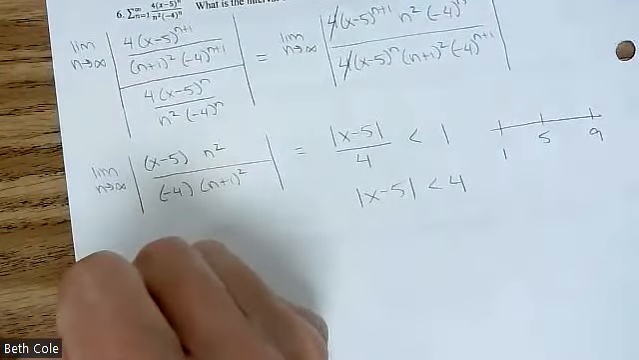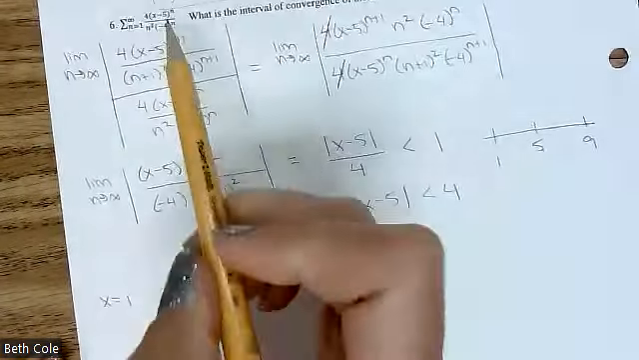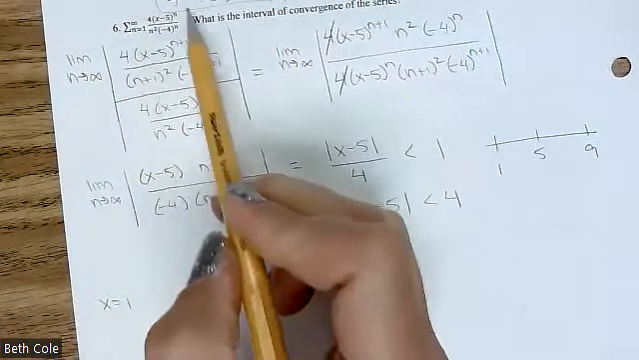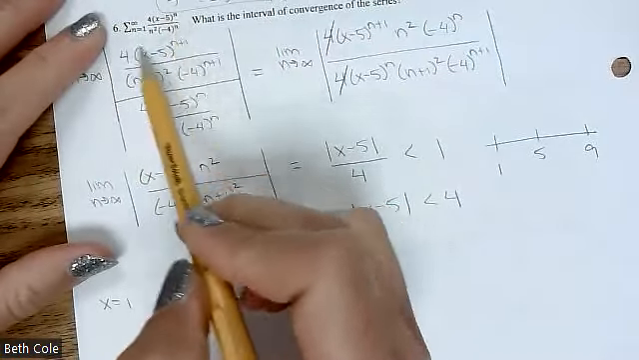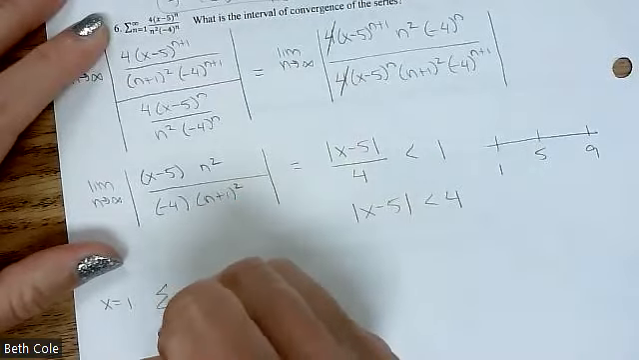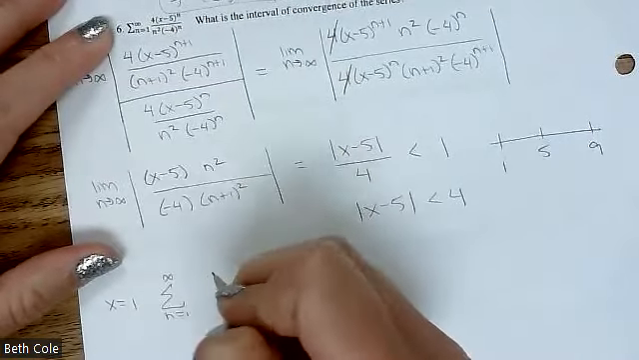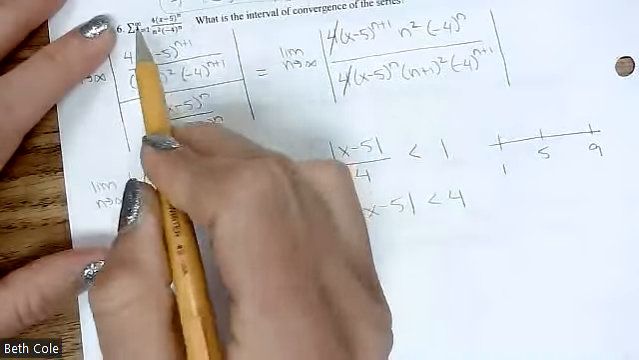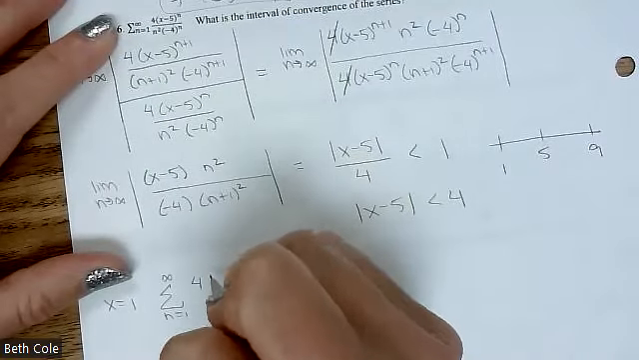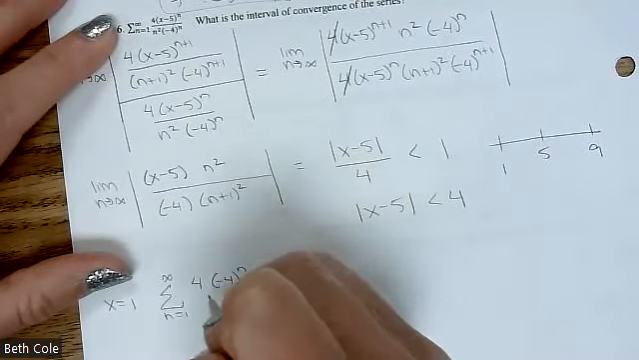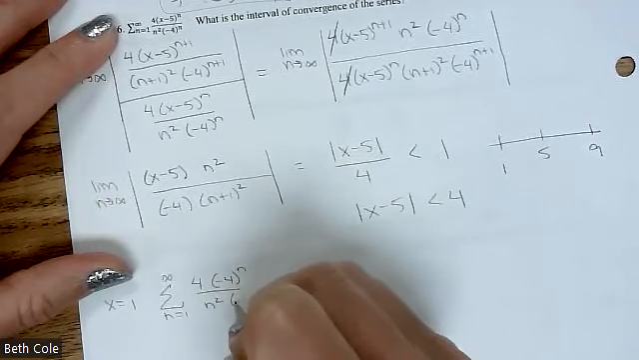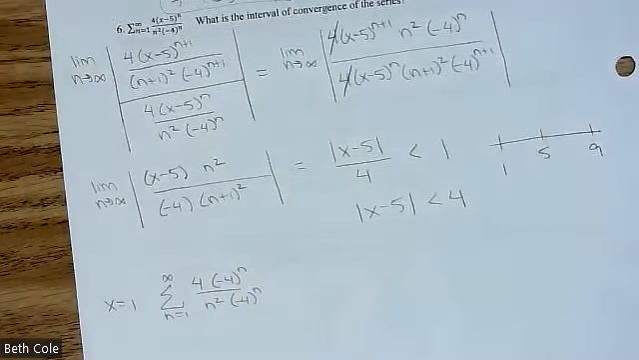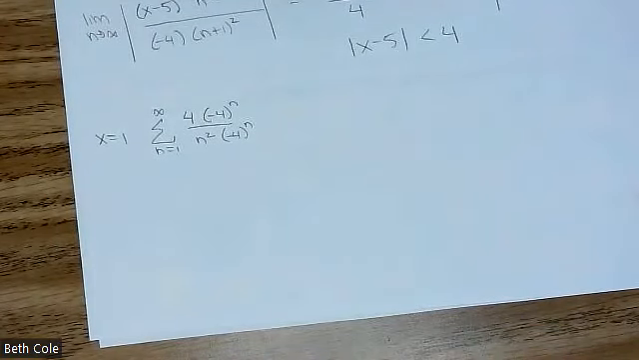Okay, so we're going to plug in 1 for x, all the way back here in the original problem. So if you plug in 1, you're going to have 4 times 1 minus 5 would be negative 4 to the n over n squared negative 4 to the n. Now that's actually kind of nice. I know that looks like a disaster, but what's going to happen?